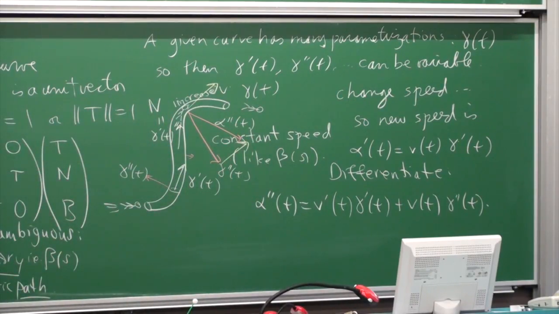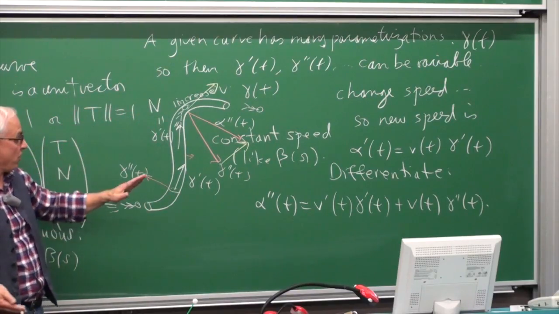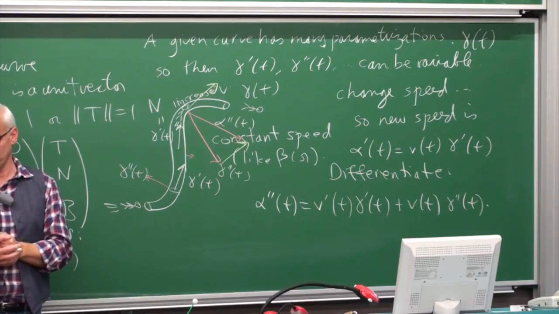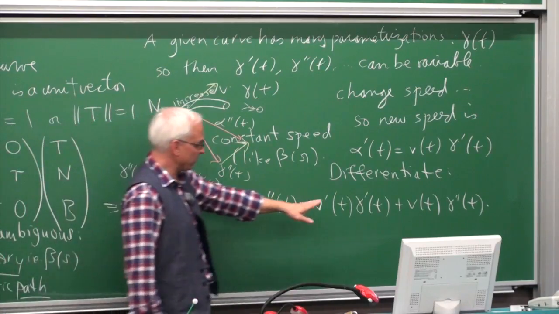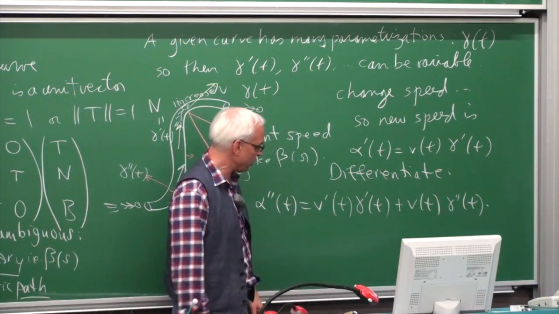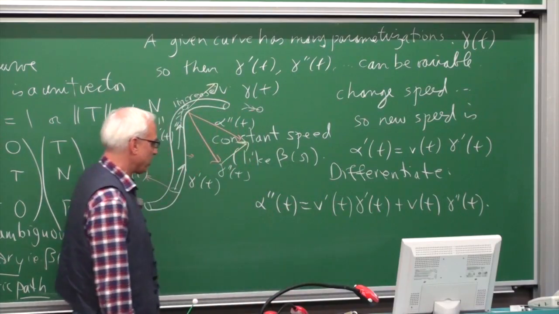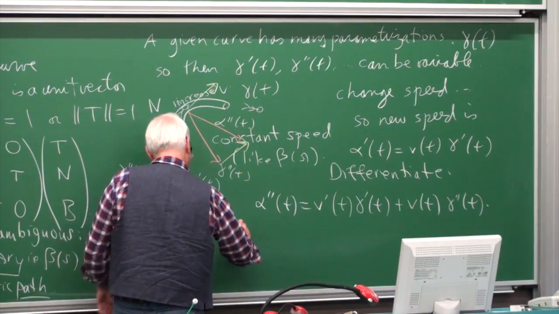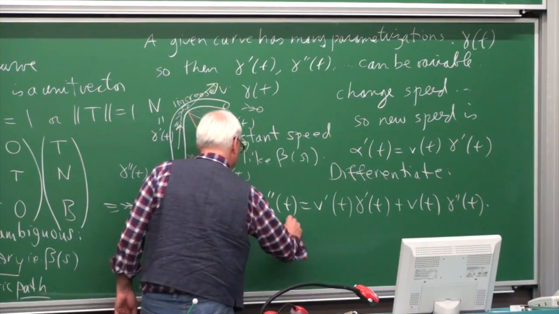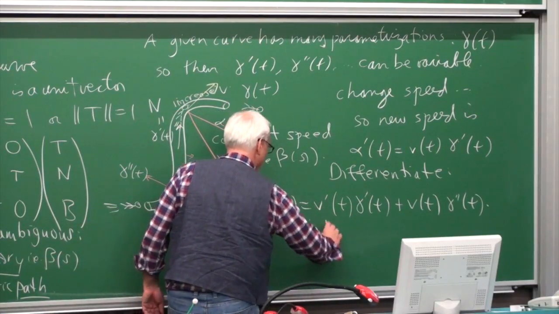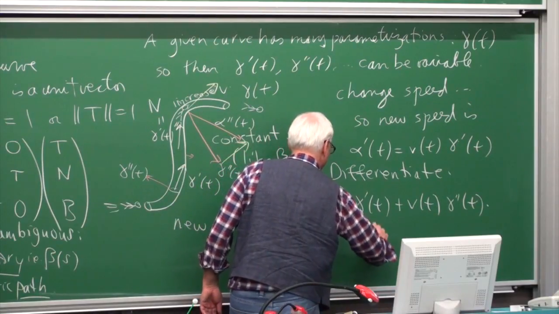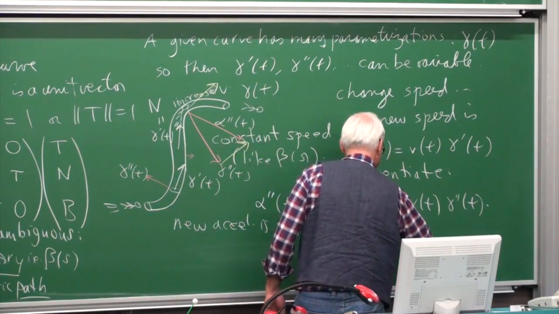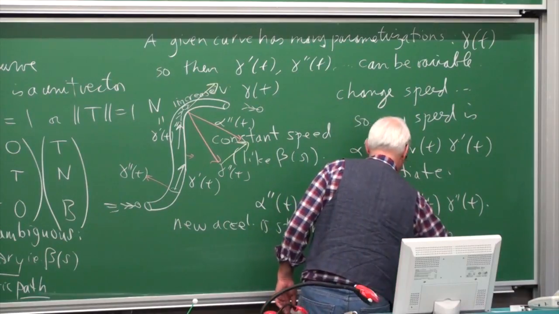But in particular, the acceleration is still in the plane of the tangent and the normal. Okay. So both the contributions here, one is in the tangent direction and the other one's in the normal direction. So this new acceleration is still in the plane spanned by t and n, i.e. the osculating plane.